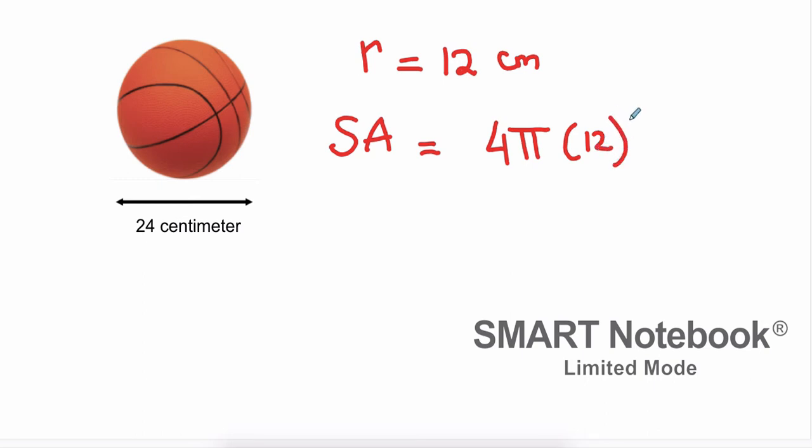Then if we follow the formula, we will have 4 times pi times radius, in this case 12, squared. So if you do it in your calculator, just enter it in one go, so you don't have to worry about the order of operation. Clearly, we have to do 12 squared first, and then multiply by pi and by 4, okay? But if you enter everything in your calculator in one go, then you don't have to worry about that. So this is how you apply the formula. You can do that yourself, so I will leave it up to you to find the answer.